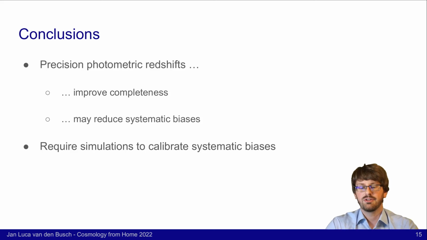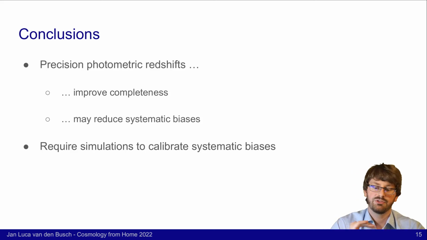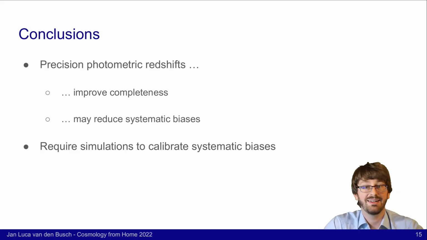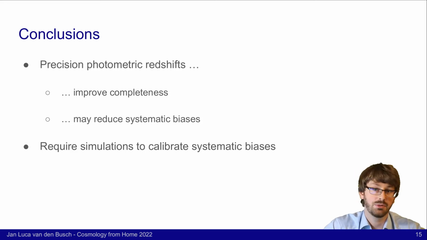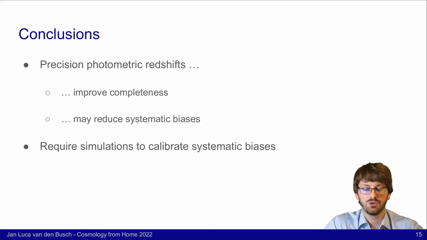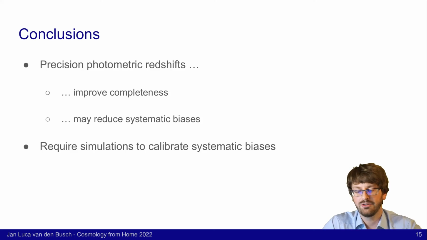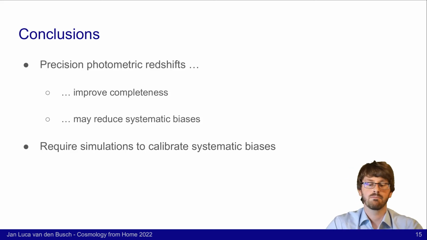So to summarize this work, essentially we found when we take the spectroscopic data sets and enhance them with additional precision photometric redshifts, that we were able to significantly improve the completeness of these resulting gold data sets. And this may come with a convenient side effect that it may reduce systematic biases because the completeness and representation of these data samples is higher. However, to actually show this, one would need more sophisticated simulated data sets that allow us to calibrate the magnitude of any potentially remaining systematic biases in the calibrated redshifts.